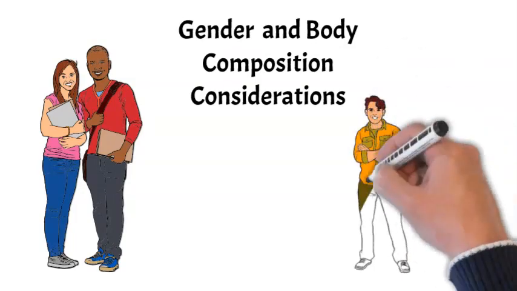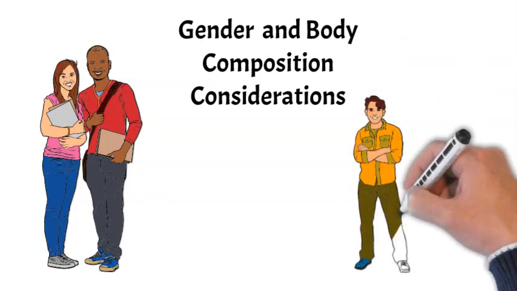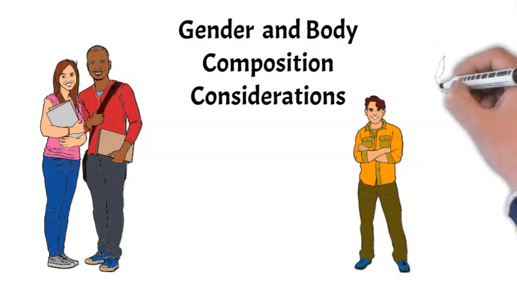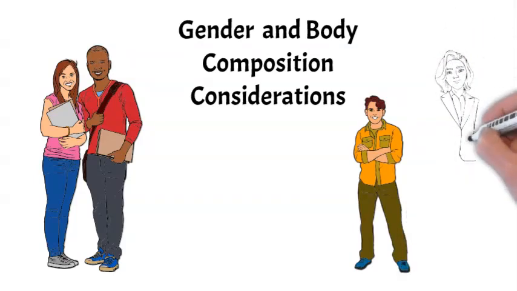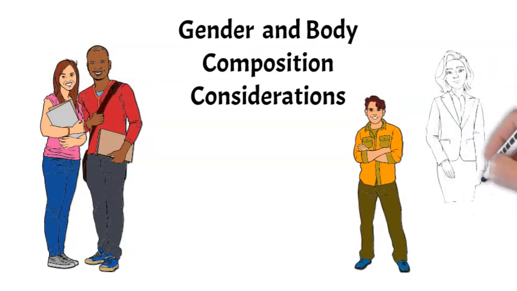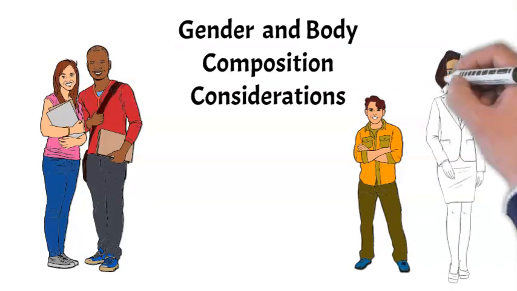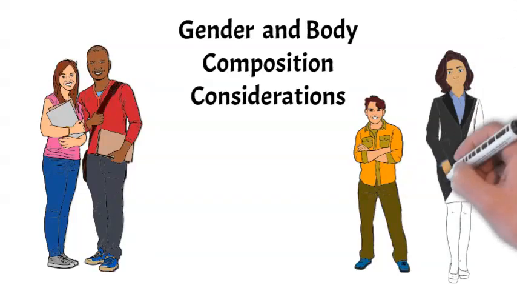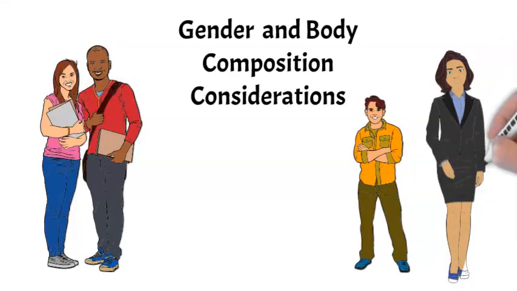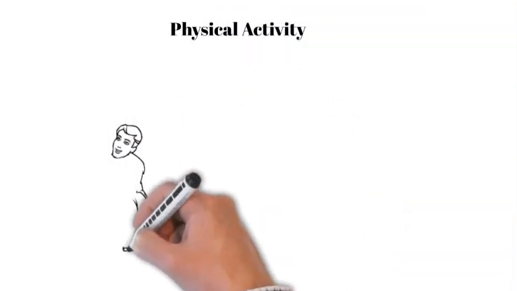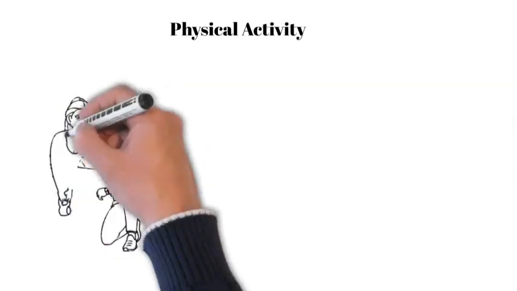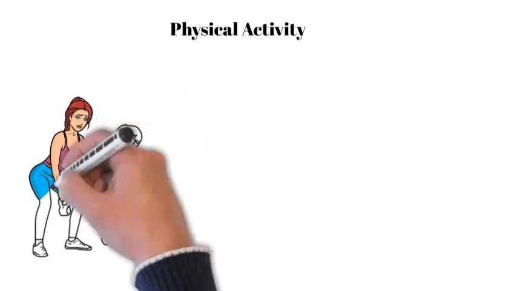Body size and composition. Nutritional requirements may vary based on body size and composition, with different nutrient needs for individuals of different body sizes and compositions. Larger individuals may require more calories and nutrients than smaller individuals. Physical activity level. Physical activity can influence nutrient requirements, with higher activity levels requiring increased energy and nutrient intake.